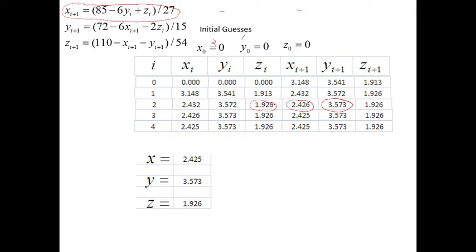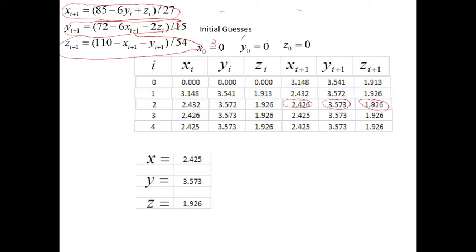Okay? And then, para sa Y yun, no? Para sa Y. Tapos, para sa Z, okay? So, Z ang sinusolve mo. Ito. Anong gagamitin mong X and Y? Kasi Z yan eh. Ang gagamitin mo, pinakabagong value ng X and Y, 2.426 and 3.573.